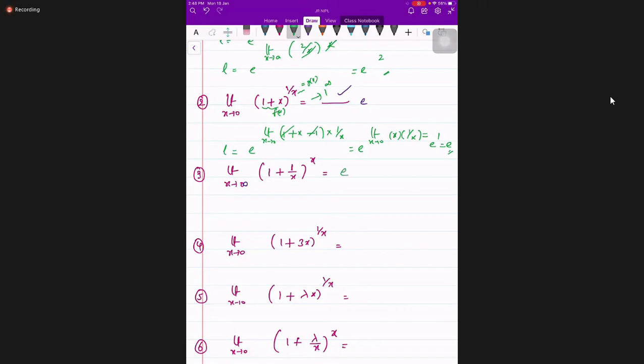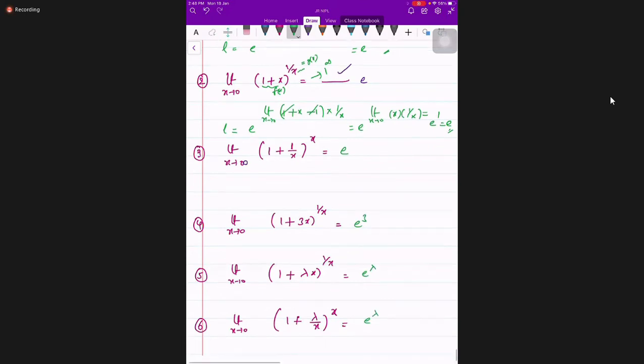So this is e you got, this is e cube you got, e power lambda. You are observing, students, it is the coefficient of x.